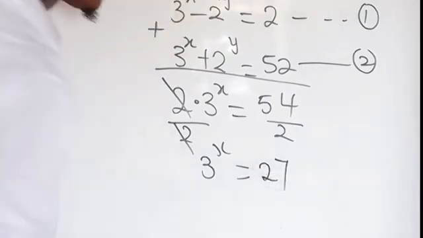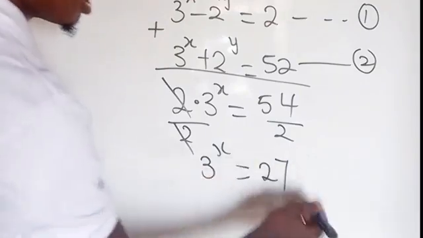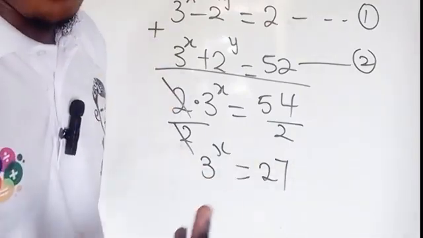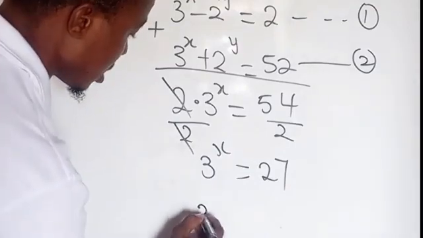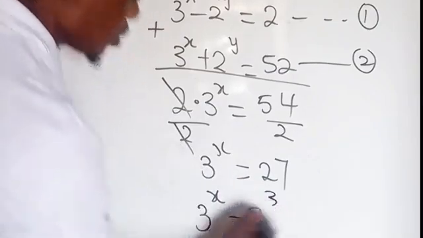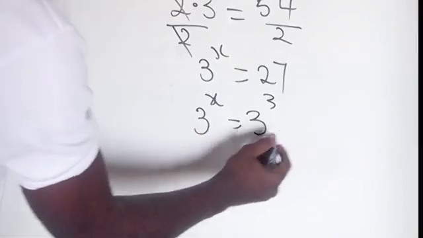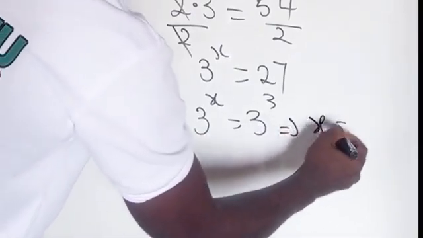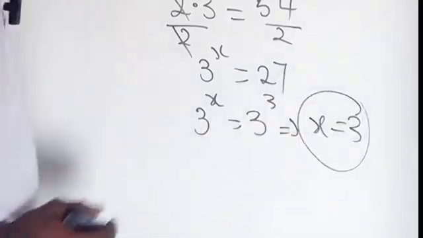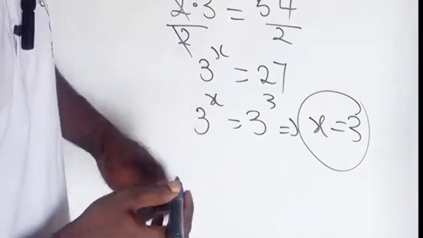So now from here, you see that 27 can be written in index form as 3 to the power of 3. So 3 to the power of x equals 3 to the power of 3. Since we have the same bases, this implies that x equals 3, which is the first solution we are looking for.